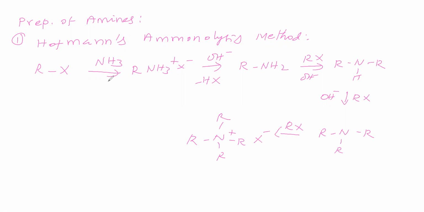Sir, what is the mechanism regarding this? That we will see. First, alkyl halide RX is treated with ammonia. So what is the mechanism involved? Ammonia contains nitrogen and 3 hydrogens. In ammonia, nitrogen is group 5A, which means the valence shell has 5 electrons. It makes bonds with hydrogen like this. So in ammonia, the central atom nitrogen has one lone pair.